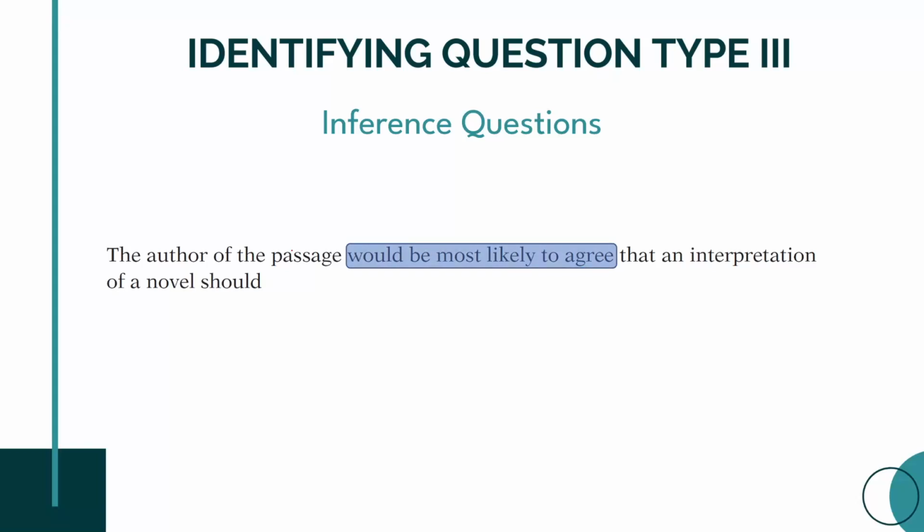If it was purely a factual and detail question, it would say the author would agree. They would use a lot stronger language. So whenever they use hedging language like this, that is an indication that you might be looking at an inference question. So those are inference questions, and that's how you identify them.